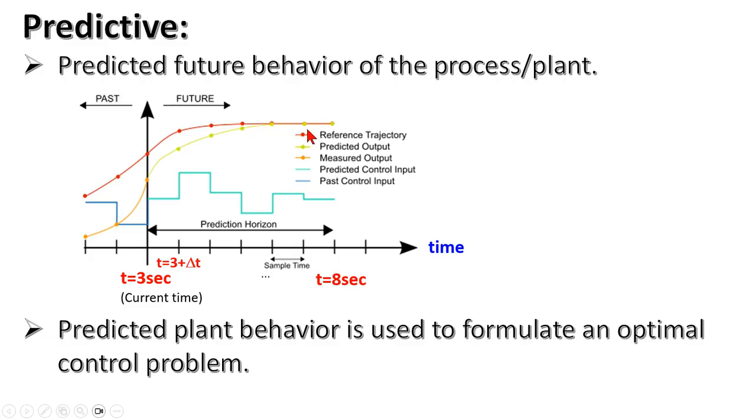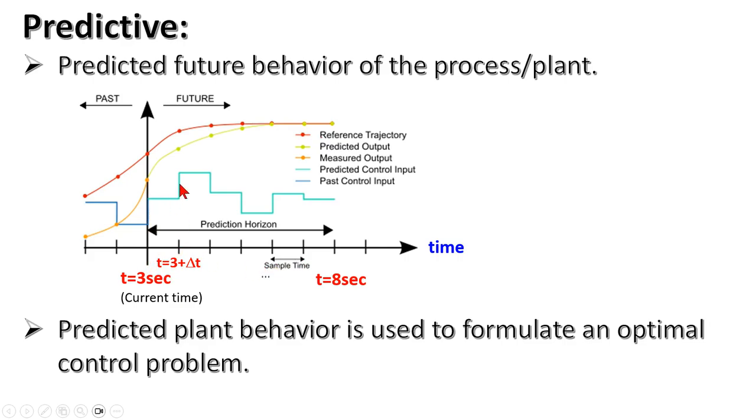Then this optimal control problem, which was formulated by utilizing the predicted behavior of the plant by using the model, has to be solved. The optimal control problem can be solved, and the best or the optimal values of the inputs that fulfill your control problem's objective will be used. We use the first value of the optimal control solution and then move one time step forward. So we use the first value, and from t equals 3 seconds to t equals 3 plus delta t seconds, where delta t is the sampling time, we move one step forward.